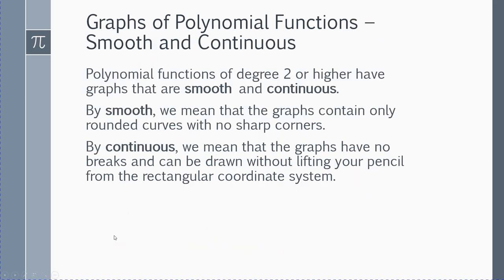Okay, so what we're building towards is what the graphs of polynomial functions look like. Polynomial functions are what we call smooth and continuous. Polynomial functions of degree 2 or higher have graphs that are smooth, so you draw smooth curves, and the graphs are continuous. By smooth, what we mean is the graph contains only rounded curves and no sharp corners. So when we sketch the graph of a polynomial, it might look something like this.